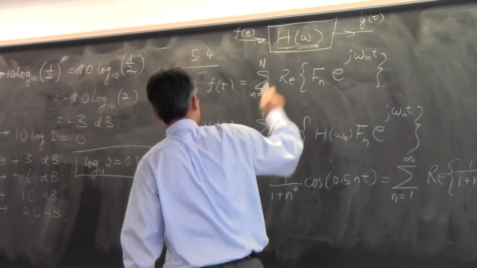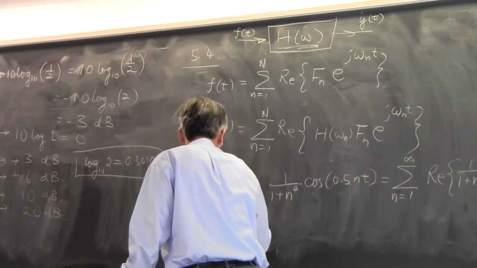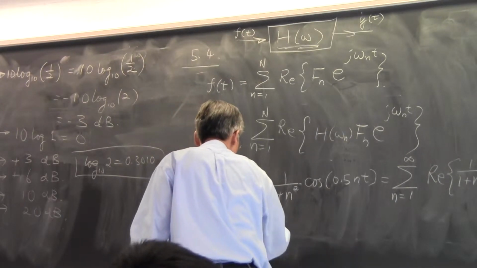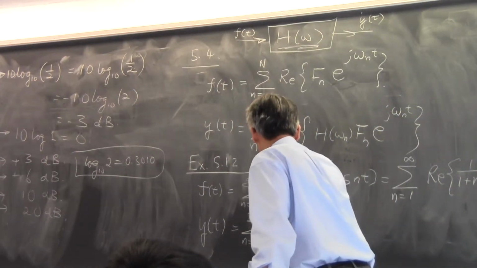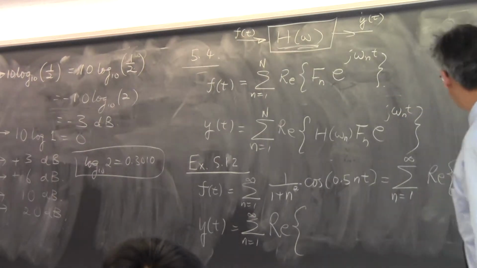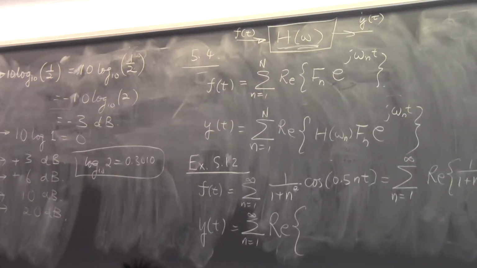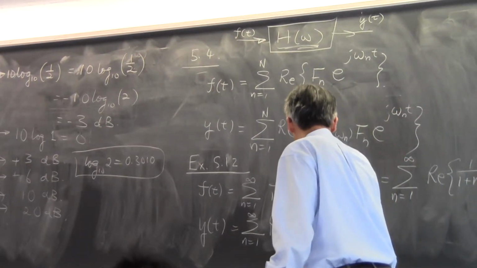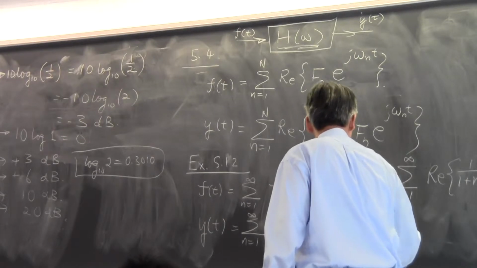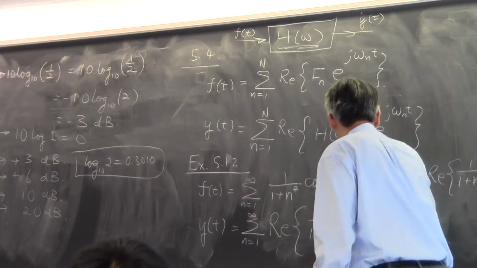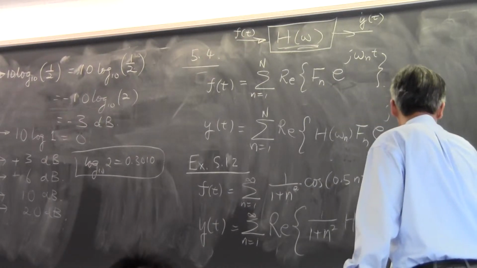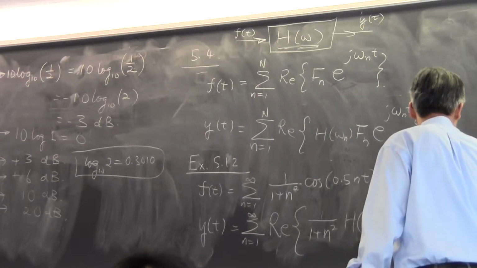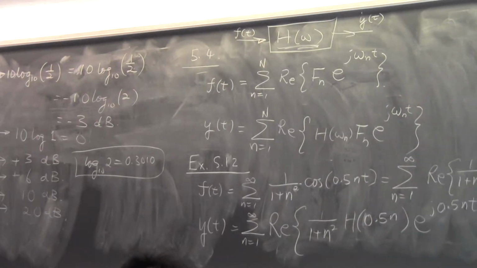And now, if the transfer function is equal to that, maybe you can just tell me what the output should be. How should I change this thing in order to get the output correctly? I would multiply this thing by H(ω), but omega has to be evaluated at the correct frequency, 0.5n, and then times e^{j0.5nt}. Okay? That is the output.